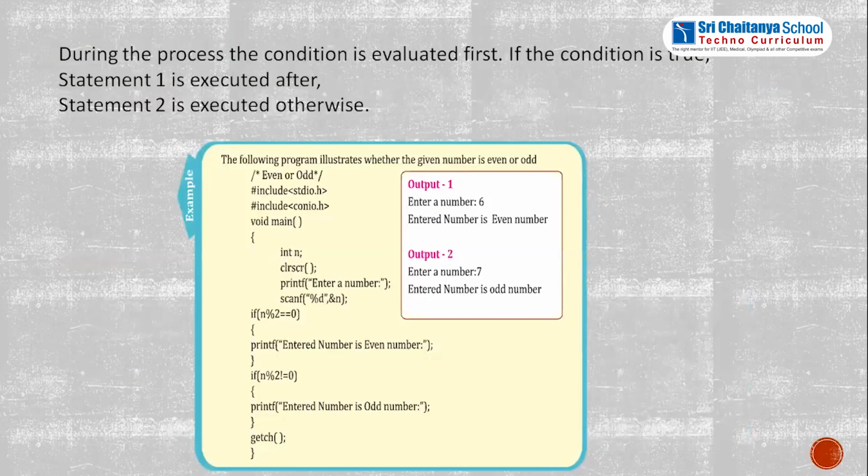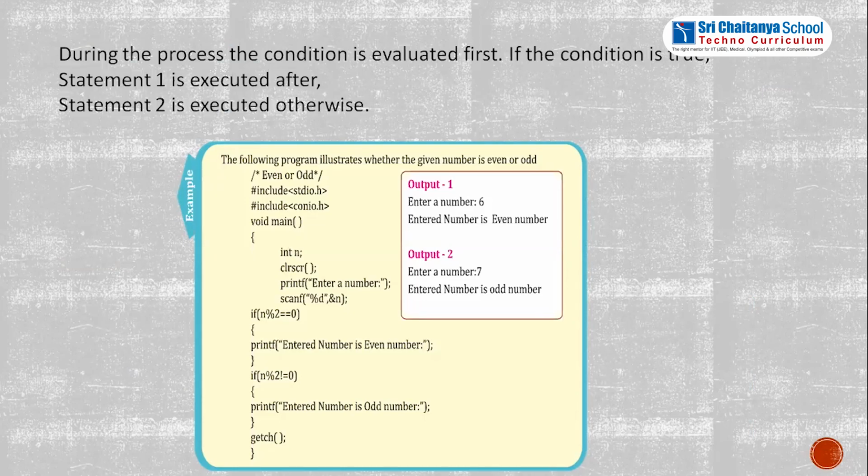Then comes an example to check whether the given number is even or odd. So what is the example here? We need to check if the given number is even or not. Let's understand how the program is written. First, the structure of the C program: you have to include your header files, then your main section, void main. Before writing the program, first let me explain how this can be done.